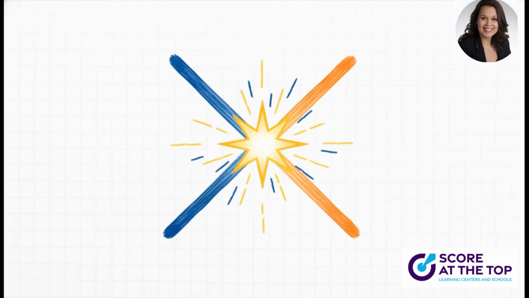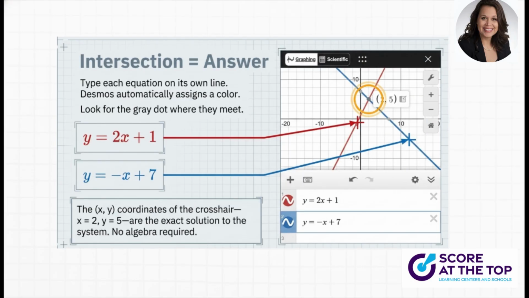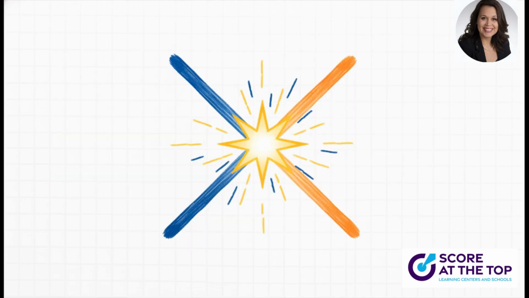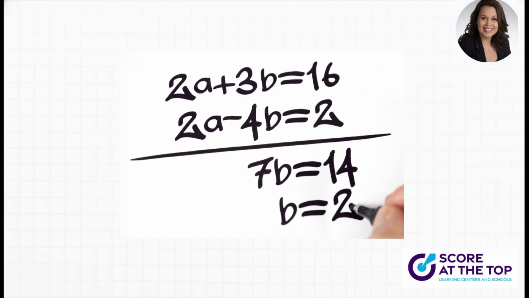Let's lock this in with what I like to call the golden rule for these problems. Intersection equals answer. Just remember this one simple rule. The exact point where the two graphs cross is always the answer that works in both equations. You absolutely do not need to do all that messy substitution or elimination algebra by hand on paper. Just let the graph do the heavy lifting for you.